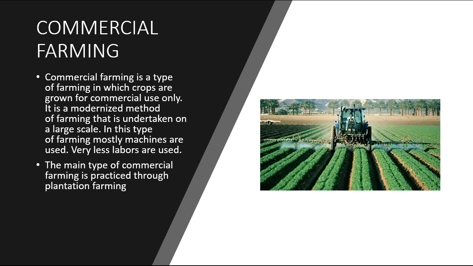Certain crops require labor during harvesting and sowing processes. Hence, even labor is involved. Crops like fruits, vegetables, etc. are mainly grown using this practice for trading purposes. The main type of commercial farming is conducted through plantation method.